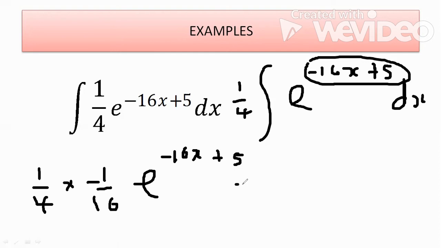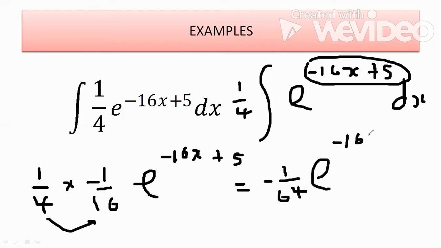And we just multiply these two numbers. So the answer is just negative 1 over 64 e to the negative 16x plus 5 plus c. That's our answer.